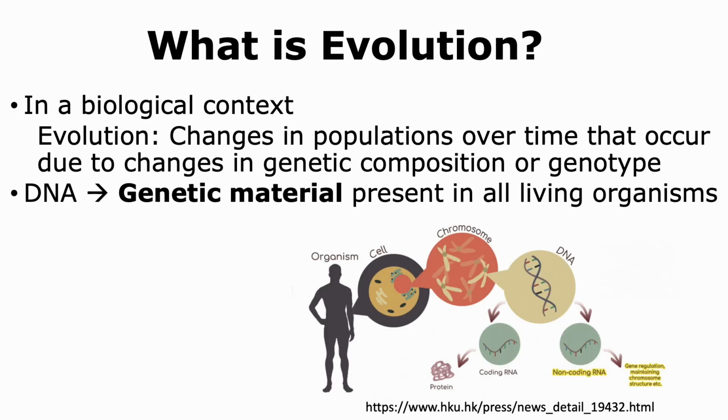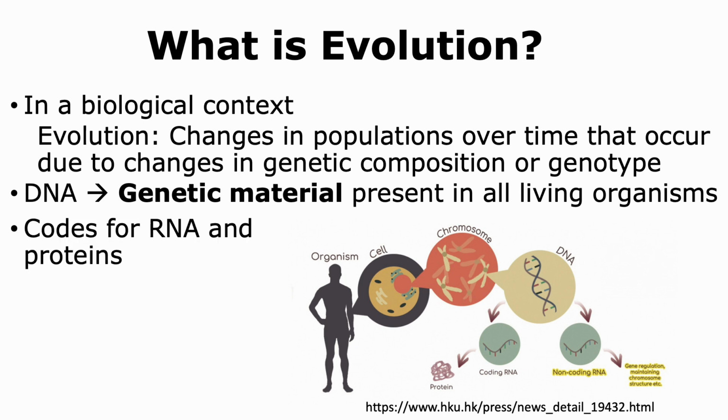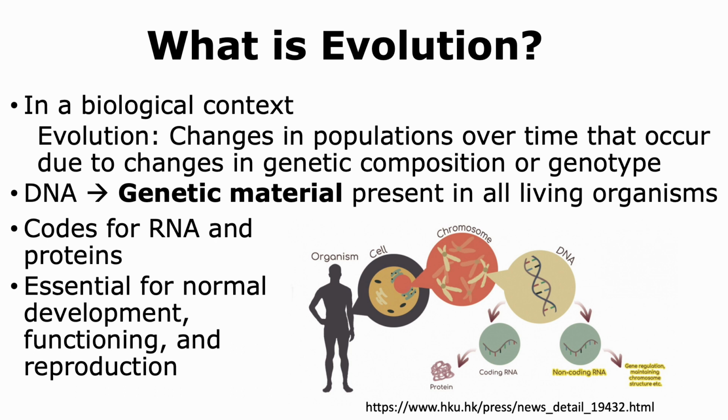We know that DNA is the genetic material that is present in all living organisms, and hence the genetic composition or genotype of an organism depends on the kind of DNA that it has. DNA codes for other types of macromolecules like ribonucleic acid and proteins, and these macromolecules play very important roles in the normal development, functioning, and reproduction of living organisms.